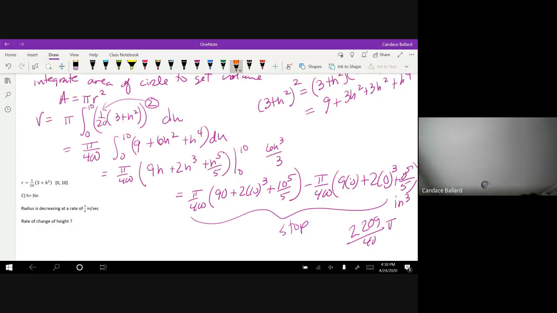All right, the points. We get a point for the integrand, so 1 point in here. You get a point for your antiderivative. And then you get a point for this answer.